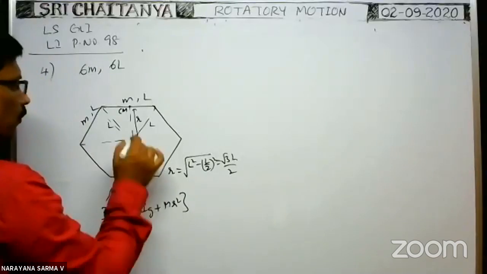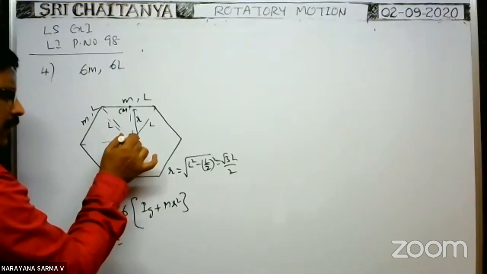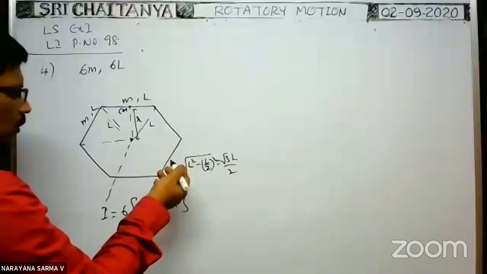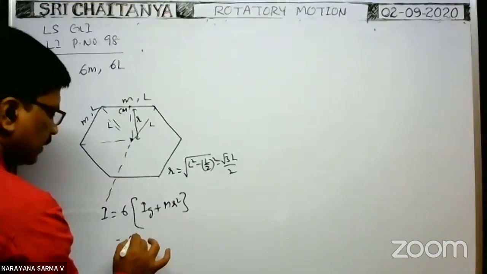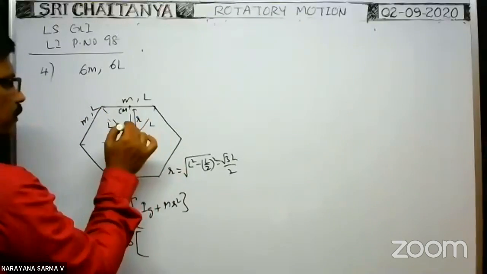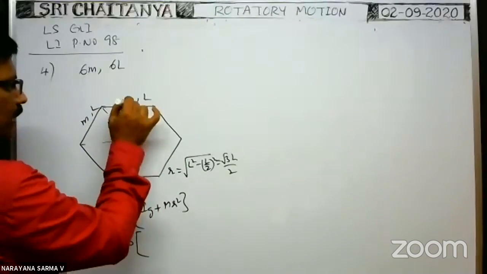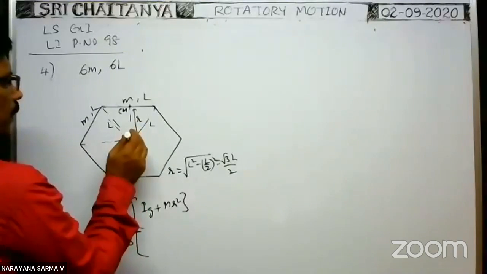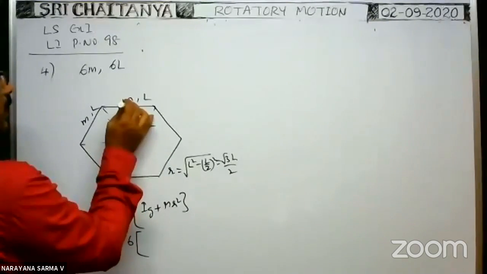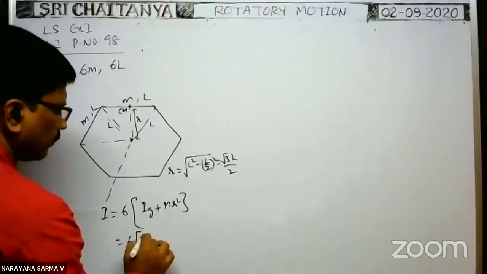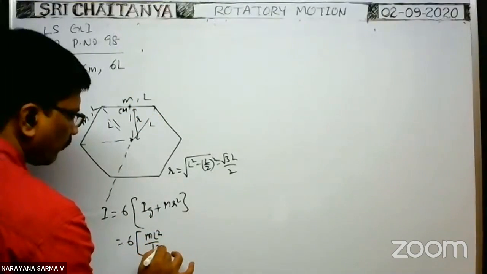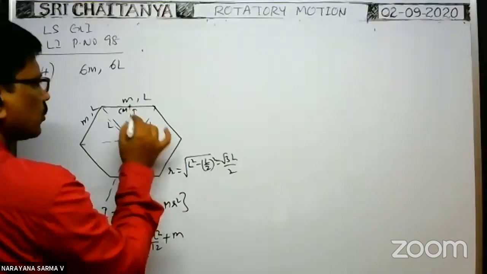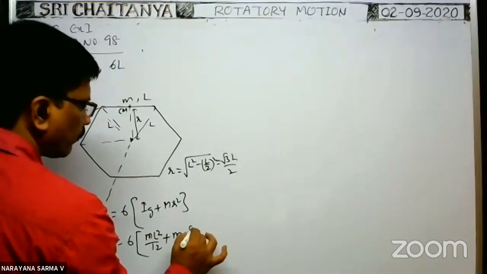For 6 rods, we can find the moment of inertia like this only. That's why we write into 6, because all the rods are identical and symmetric about this axis. Find the moment of inertia of one rod about this axis, and write into 6. I_cm, parallel to this axis passing through the center of mass, is ml square by 12. So ml square by 12 plus m, the mass of this rod, into this distance square, that is root 3 L by 2 whole square.